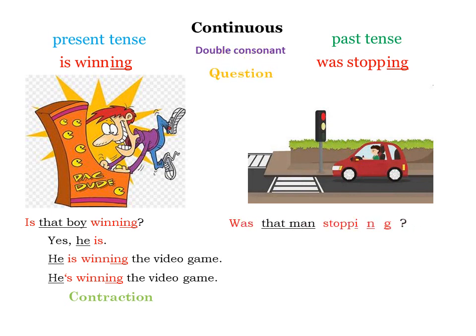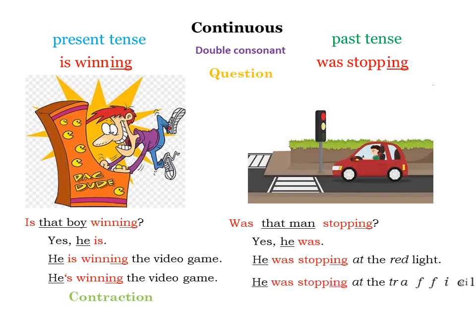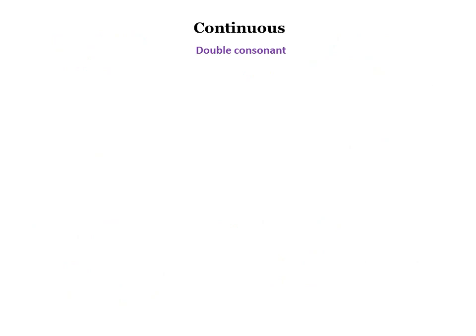Question. Was that man stopping? Yes, he was. He was stopping at the red light. Or he was stopping at the traffic light. Present tense is dripping.